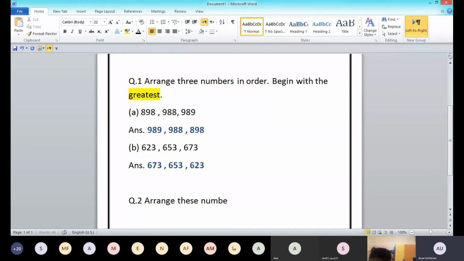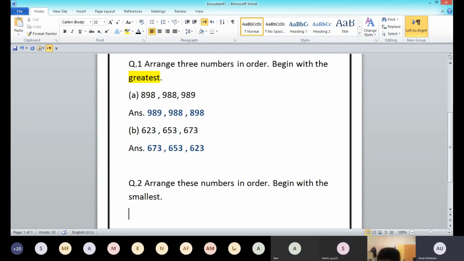Arrange these numbers in order and begin with the smallest. Now, in this question, you have to start from the smallest. You have to write first smallest, then bigger, and in the last biggest. 75, 25, 35.